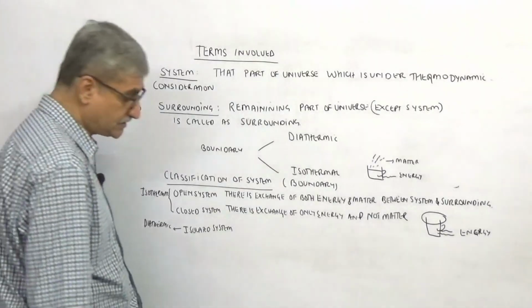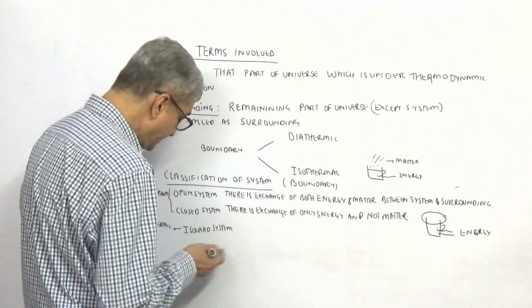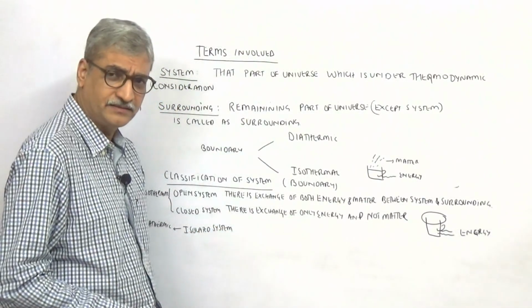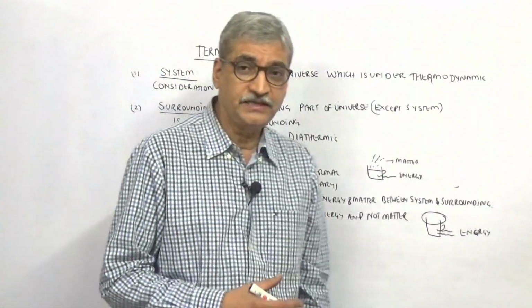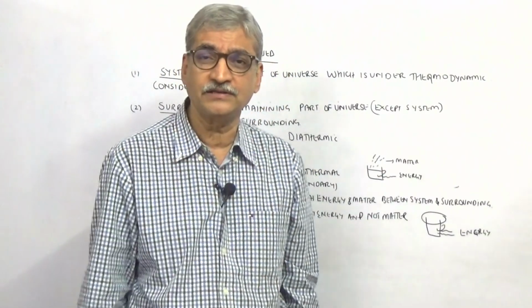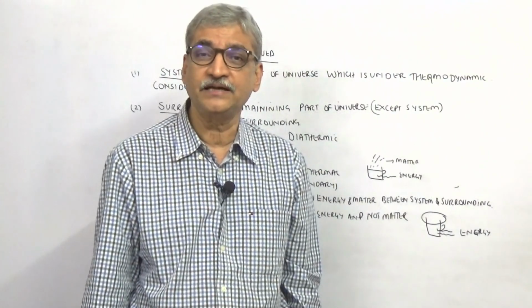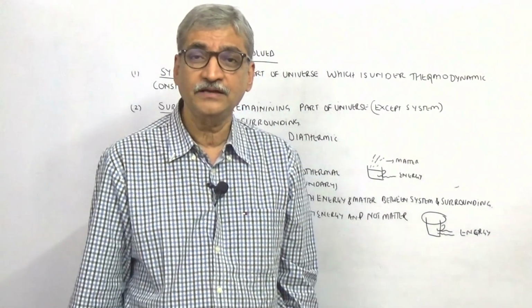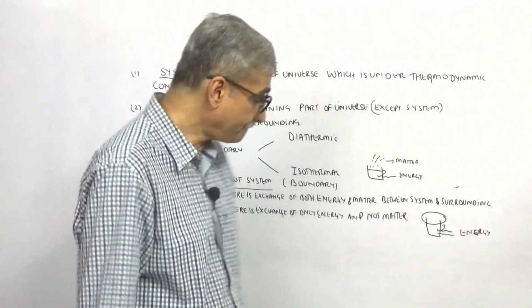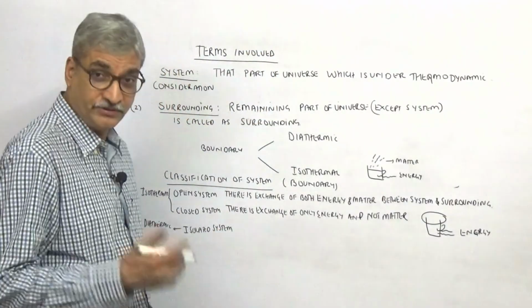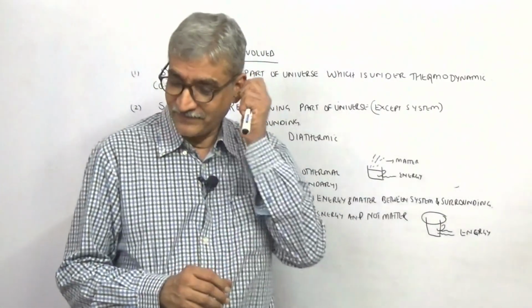What is an isolated system? Isolated system, it has got an insulator boundary. So suppose this teacup, you surround all sides with some thermocol or something like that. What will happen? You will have an isolated system.